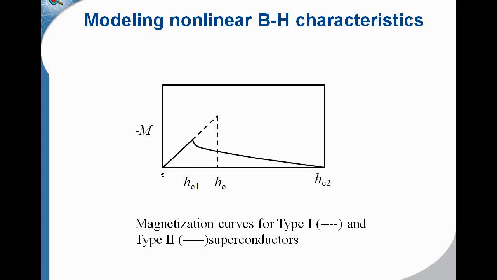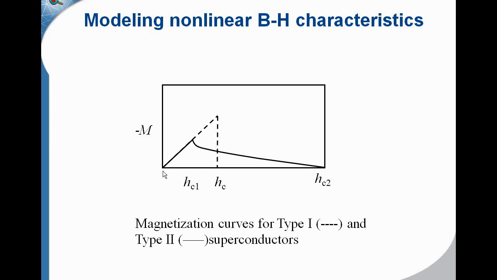For the type 1 superconductor, the magnetization curve is given by this dashed line here. For a type 2 superconductor, the solid line gives us the magnetization curve. In the type 1 case, we're plotting the magnetization, minus M, versus field strength. B is equal to 0 all along the curve here, and it becomes normal when we reach Hc.